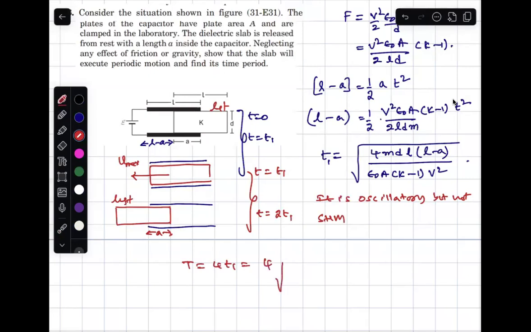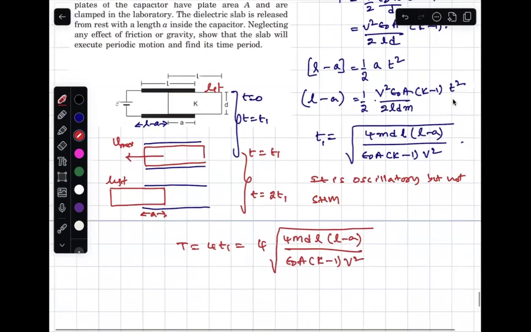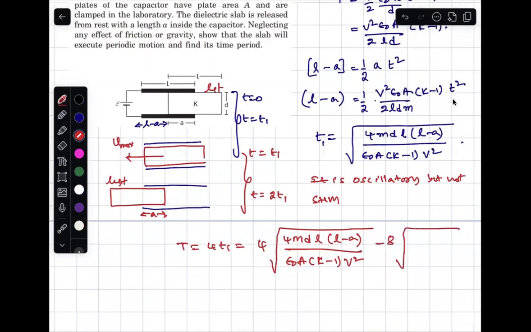4 into under root 4 m d times L minus A by epsilon naught A K minus 1 V square. So this will become 8 times the square root of L minus A times L m d by V square epsilon naught A K minus 1. Same thing. That's all. So that is all for today.